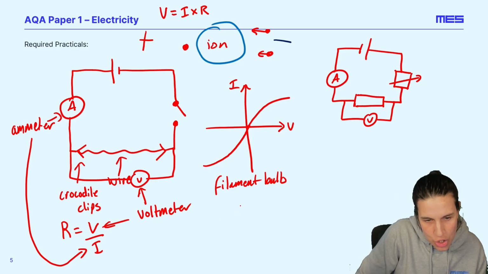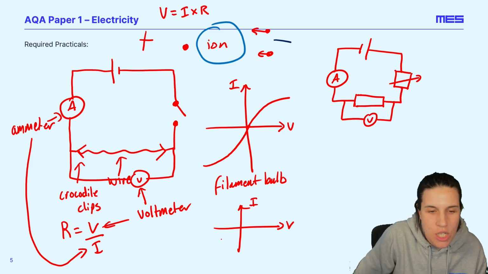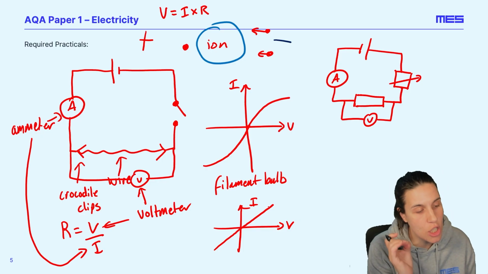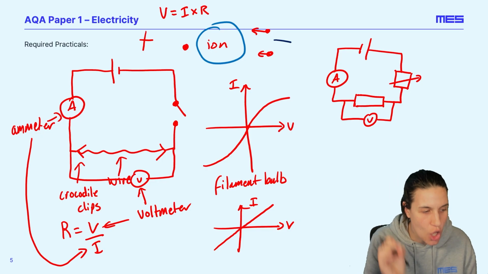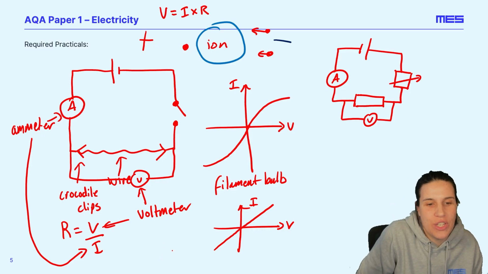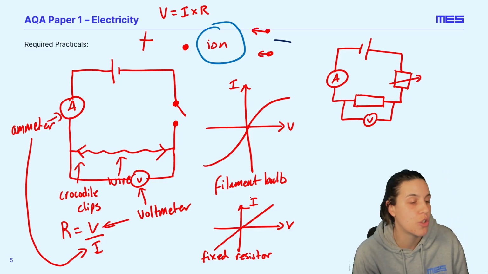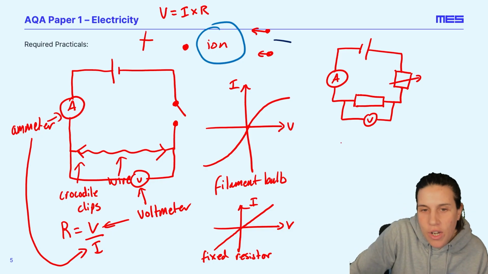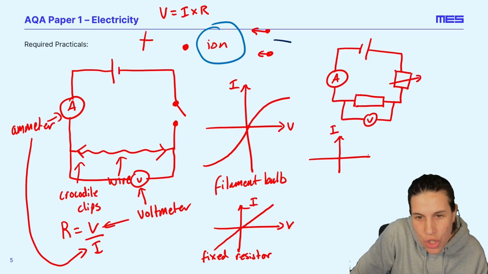We've also got a fixed resistor, which should work as an ohmic conductor. An ohmic conductor means it obeys Ohm's law, which is that current is directly proportional to potential difference at a constant temperature. We can tell that this fixed resistor is directly proportional, that the current is directly proportional to potential difference, because it's a straight line that goes through the origin. The final component that you need to know about is a diode.